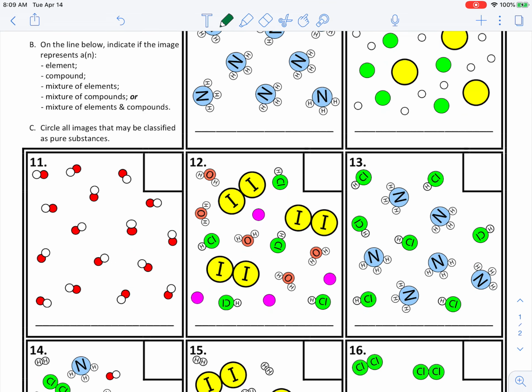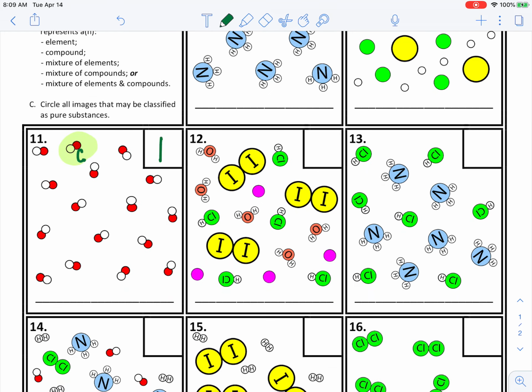For number 11, we have these white and red dots combined together for a compound, and they're all the same. So that's one type of particle there. For number 12, we have H2O, which is a compound. We have HCl, which is a compound.